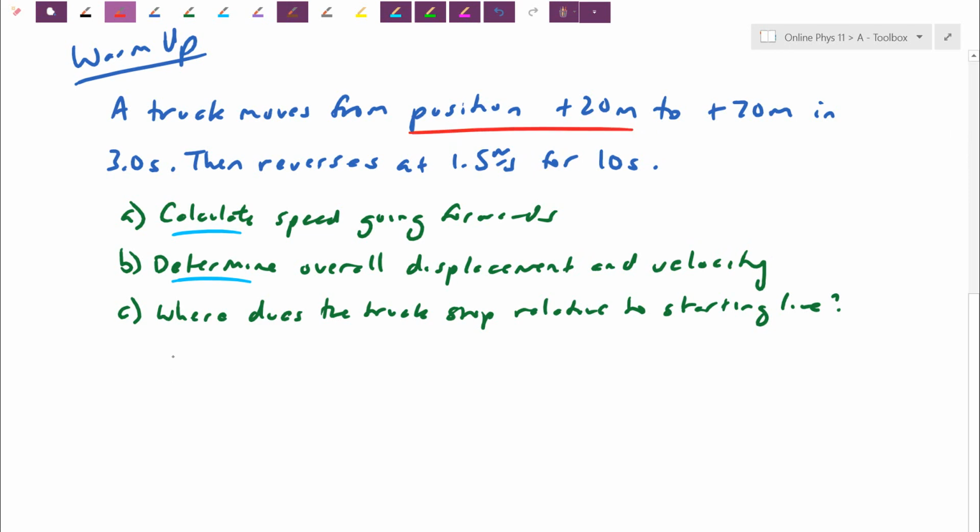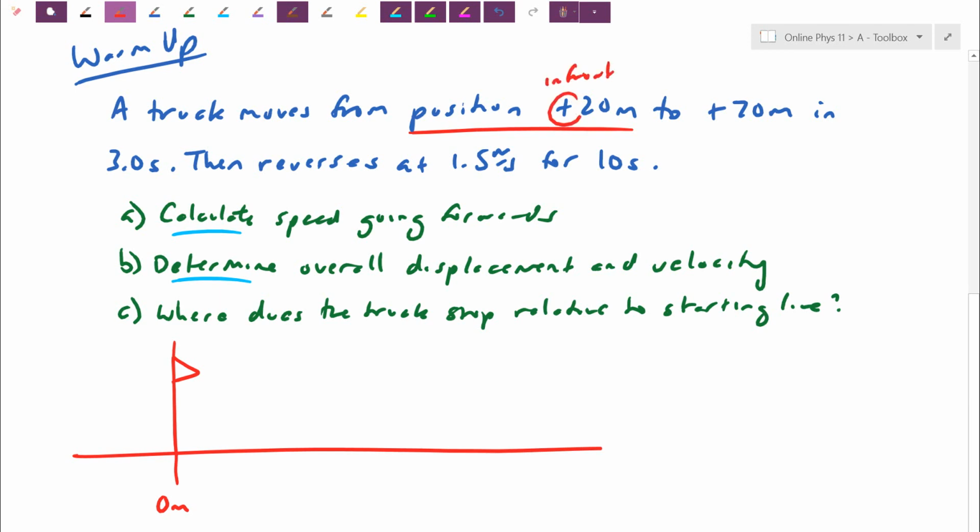So what I'm imagining here is there's a starting line, there's a flag of some sort. This starting line here would have been 0 meters. The truck actually doesn't begin here. The truck actually starts at positive 20. Positive means in front. So the truck is already at a distance of 20 meters. It must have traveled there at some point before this question. But there it is. The truck starts from there.